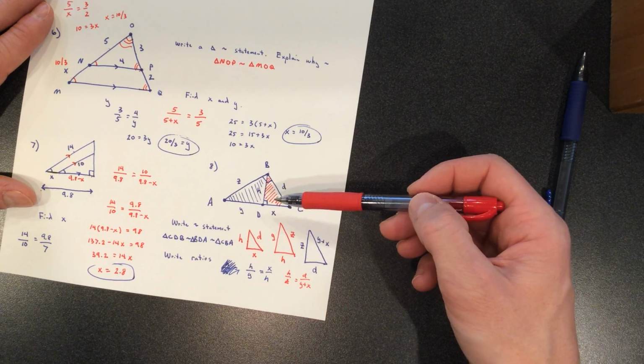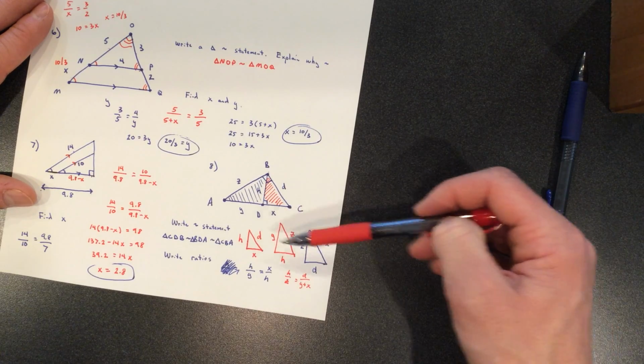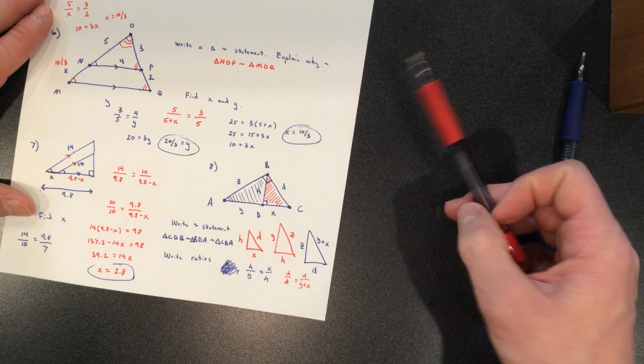Again, you're going to see this picture a lot. It's really cool because you end up with 3 similar triangles, and so all of these things are kind of related.